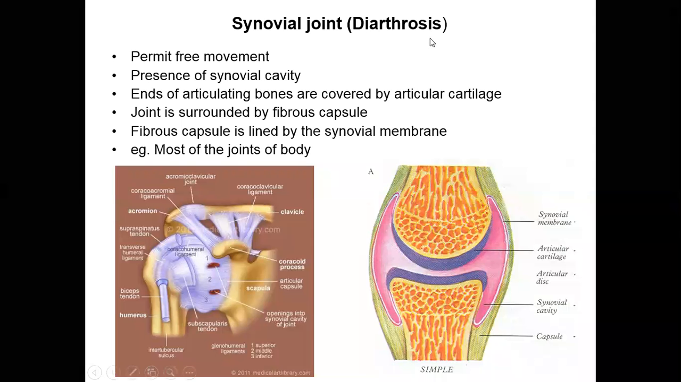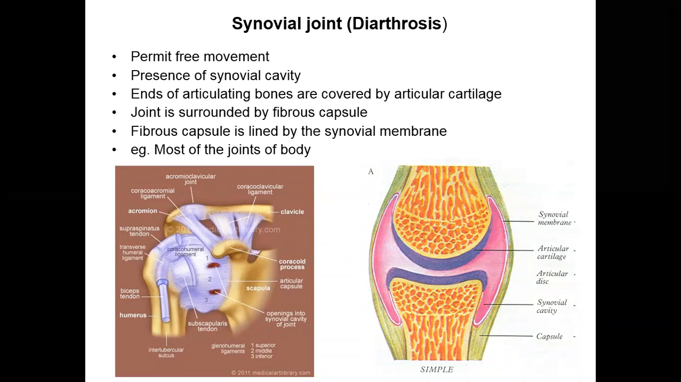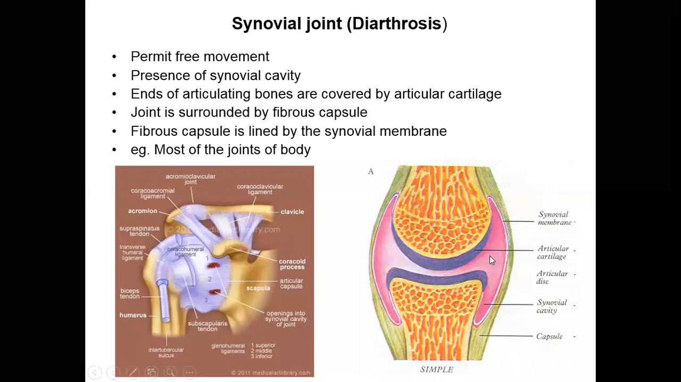Synovial joint is a diarthrosis. That means it is easily movable. The freedom of movements are more here in synovial joint. And the other peculiarity is that it has a synovial cavity. So it is a cavity, a fluid-filled cavity.